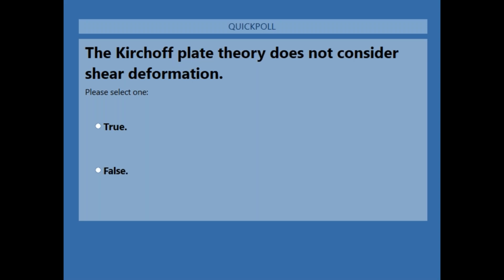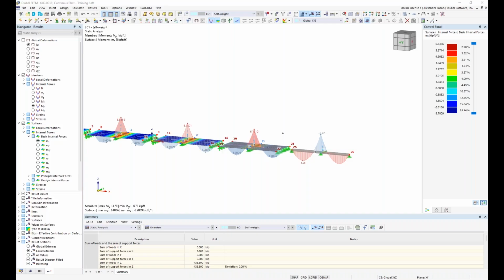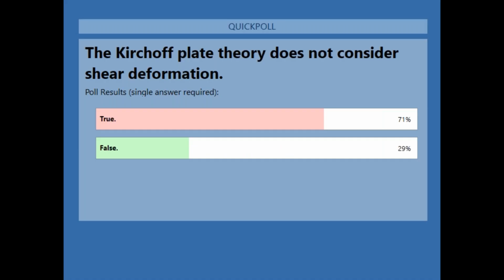All right, so it looks like most of you voted or answered. And so the statement is: the Kirchhoff plate theory does not consider shear deformations, and this statement is true. So it looks like most of you got that correct, which is good. So the Kirchhoff plate theory does not consider shear deformations. It's more of a simplified approach.